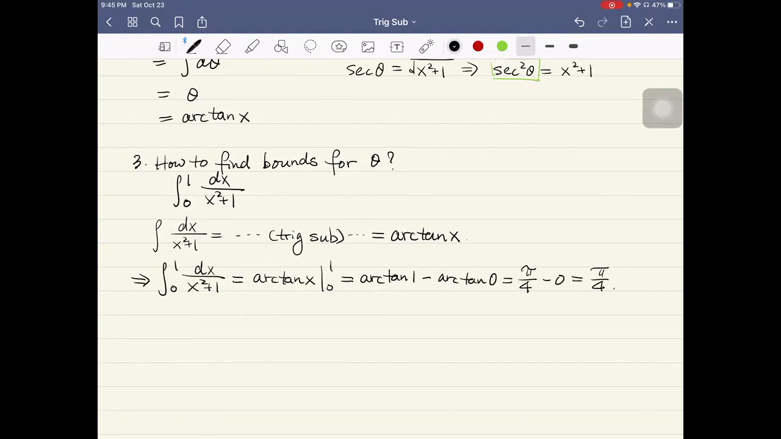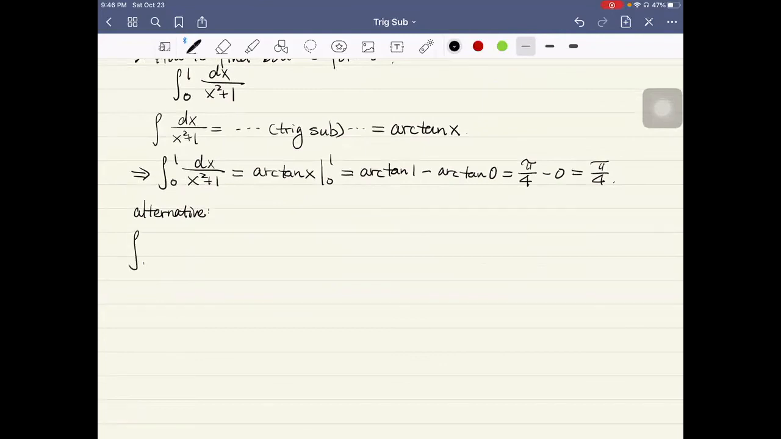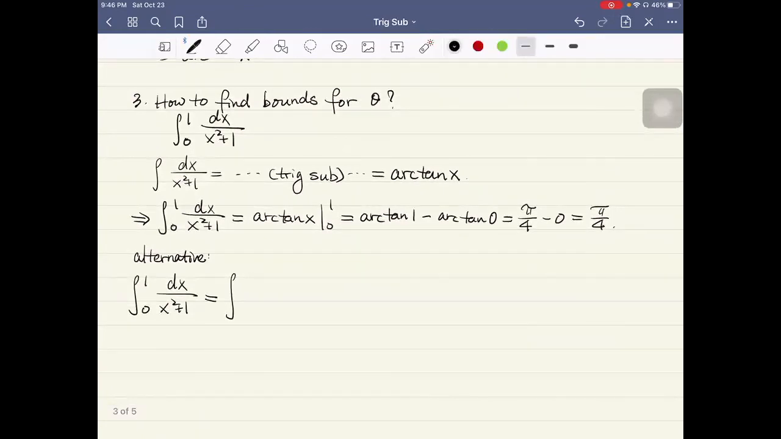And of course, you can directly work with the bounds of theta and do not change back to x. So let's say alternative. This integral from 0 to 1 dx over x squared plus 1 is equal to, we can do the same thing as we did and say, okay, dx is equal to secant square theta d theta, and x squared plus 1 is equal to secant square theta. So this guy here is equal to secant squared theta d theta divided by secant square theta.